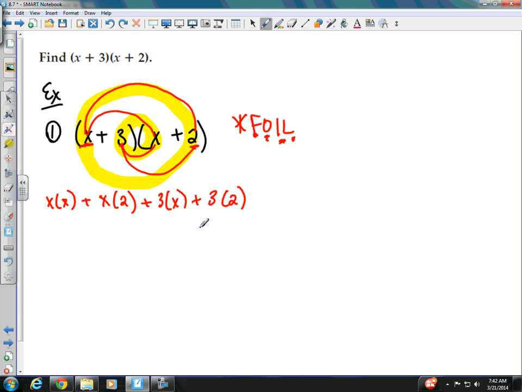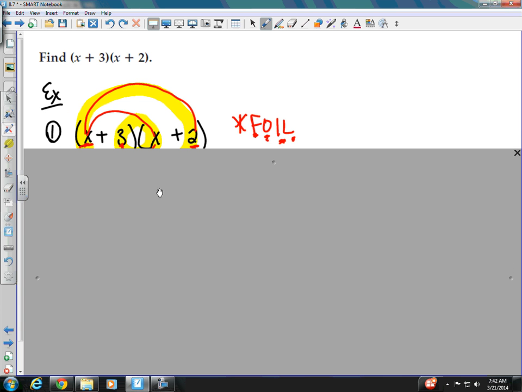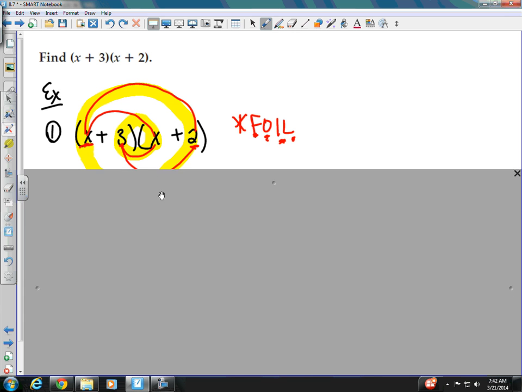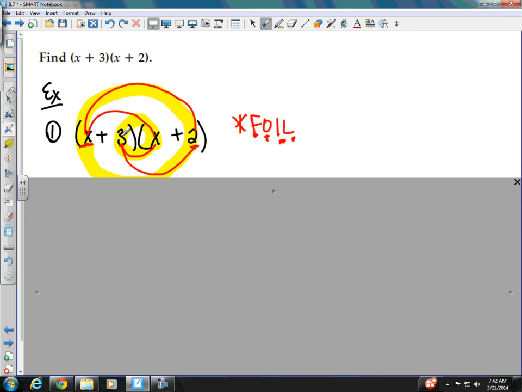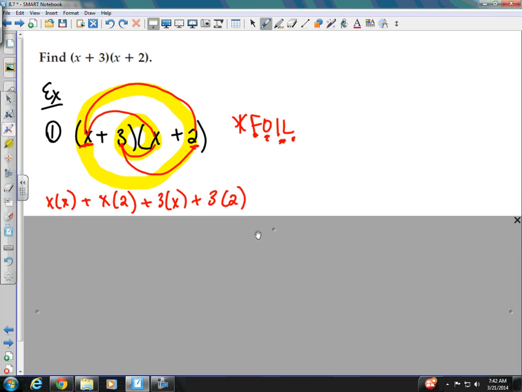So we use the FOIL method. And if you look real quick before we start to simplify, if you follow just the red rainbow up top, I distributed x to x. I distributed x to 2. So I distributed it to everything in the second parenthesis. And if you look at the bottom, I did the same thing. I distributed the 3 to everything in the second parenthesis. So once again, the FOIL method is just a way to help us remember how to distribute. All we did was just distribute there.